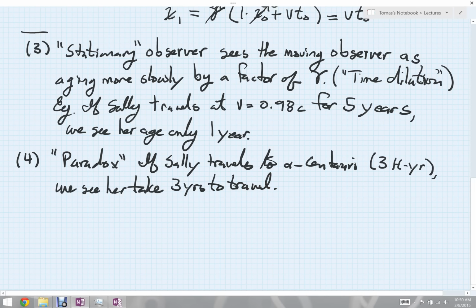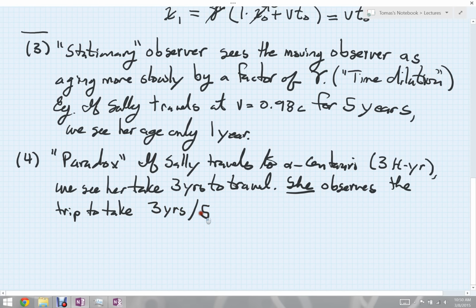Fine. But then, here's the strange thing. She observes, because of this time dilation effect that we were just talking about, that the trip takes, as far as she's concerned, only 1/5 as much aging. So she sees the trip as taking 3 years divided by 5 equals 0.6 years.